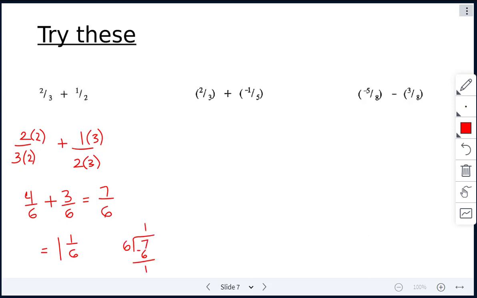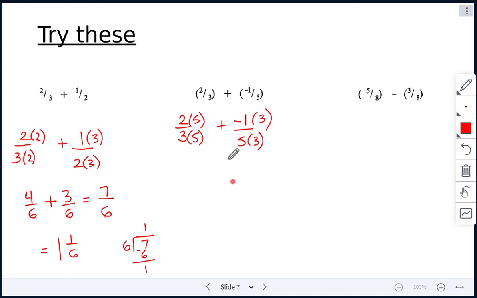So we have 2 over 3 plus negative 1 over 5. So our common denominator has to be 15. So 2 over 3, we're going to multiply by 5, multiply by 5. And then we have the negative 1 over 5. We're going to multiply by 3, multiply by 3.